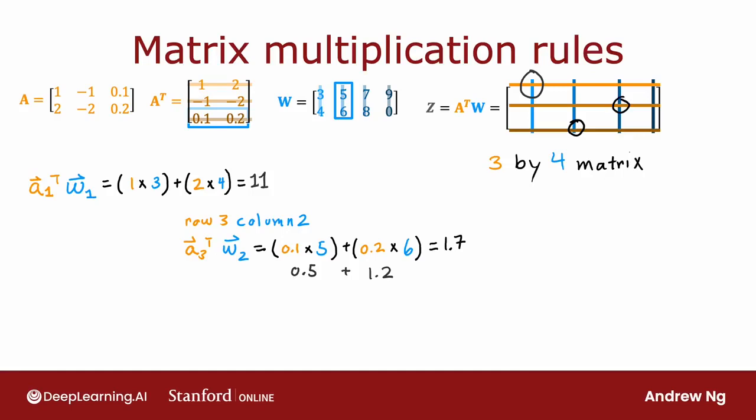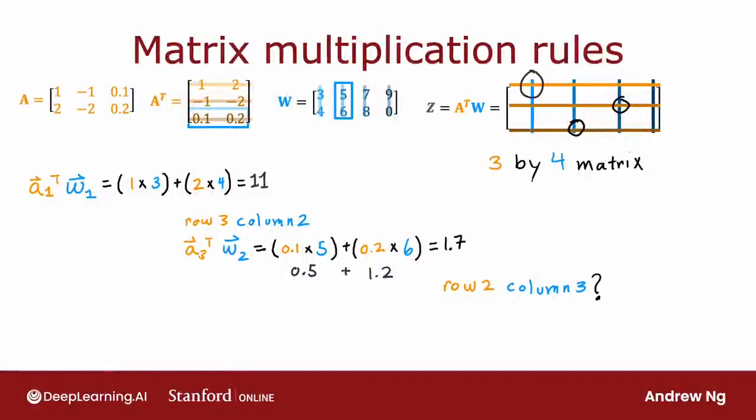Let's look at one more example, and let's see if you can figure this one out. This is row 2, column 3 of the matrix Z. Why don't you take a look and see if you can figure out which row and which column to grab to dot product together, and therefore what is the number that will go in this element of this matrix.